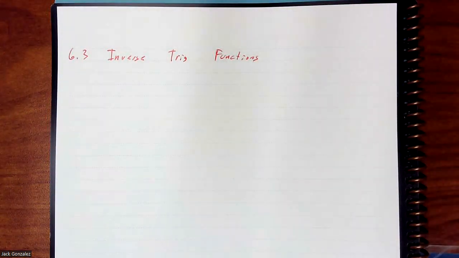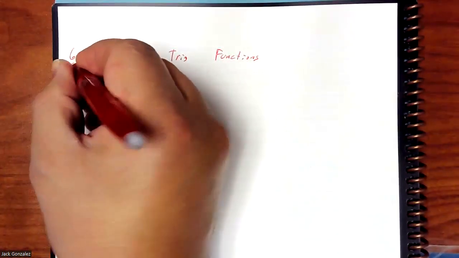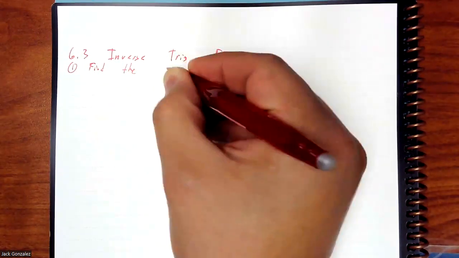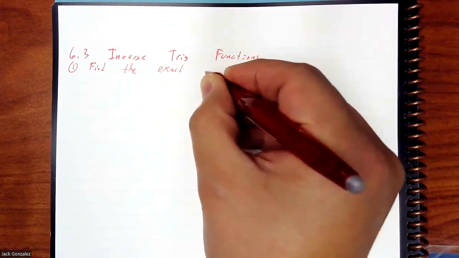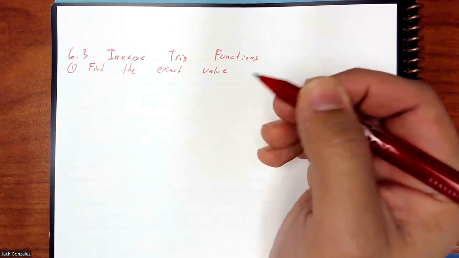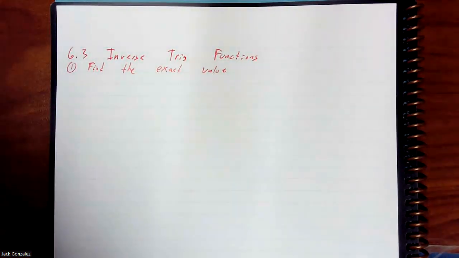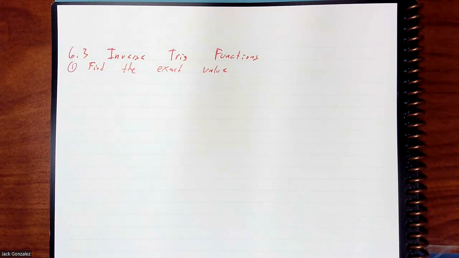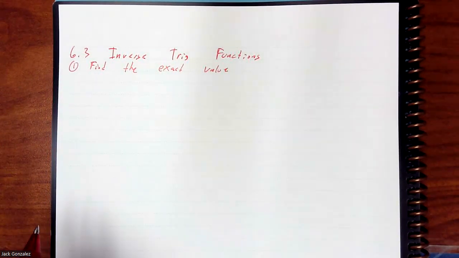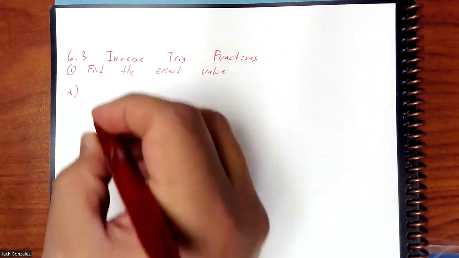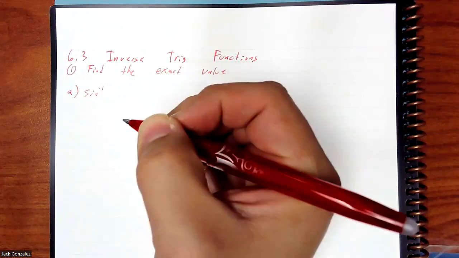All right, let's move on to 6.3. So I may have some basic questions like this. Find the exact value. Meaning, again, if you see that word, don't use your calculator, right? I want to see the actual exact solution. If you just give me a decimal answer, it's going to be wrong. Okay. Use your circle, or draw a triangle. Those are the methods I want you to use.